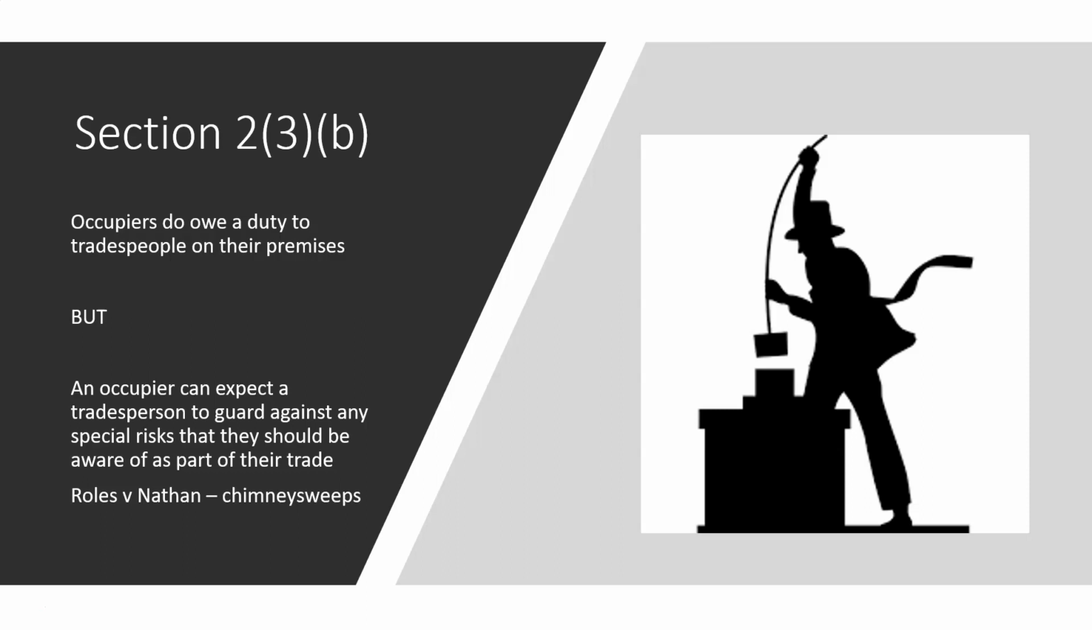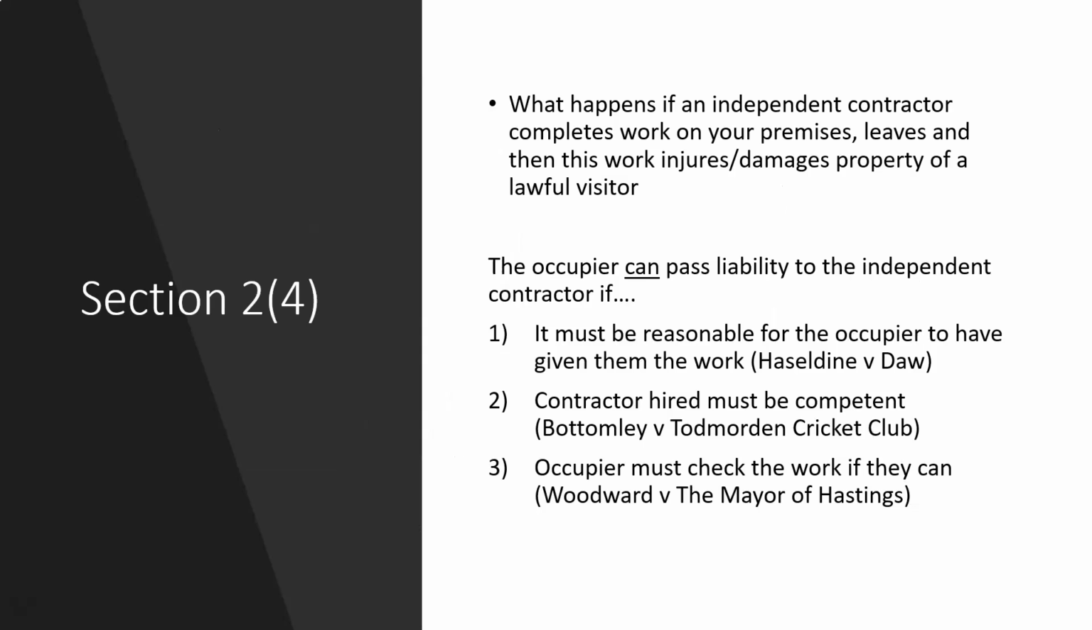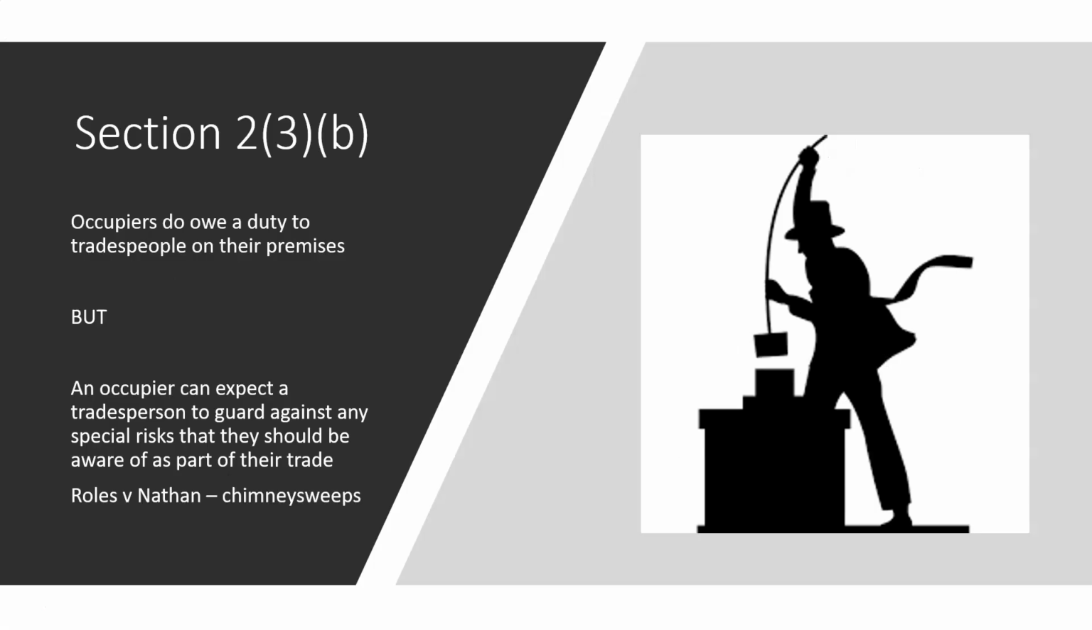They could expect them to have taken their own precautions within the trade. The final bit on the 1957 Act is under Section 2.4, and this is what happens if an independent contractor completes work on your premises, leaves, and then their work injures or damages the property of a lawful visitor. So the last bit, this bit, is where the tradesperson themselves are injured, or another word for a tradesperson is an independent contractor, so where they're injured on the premises.